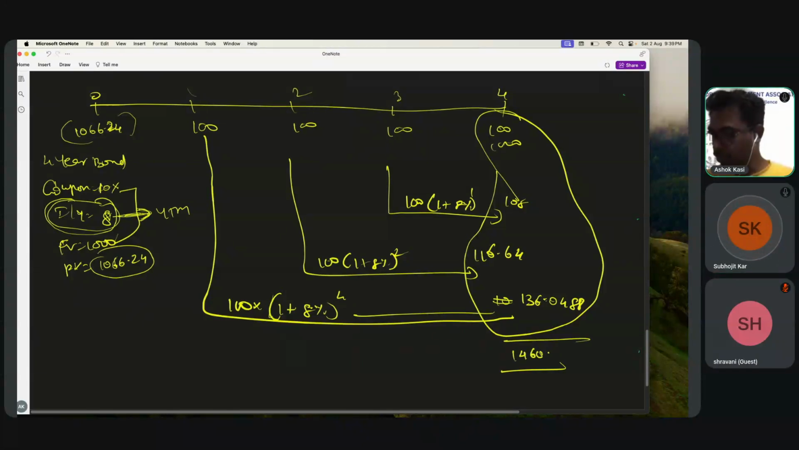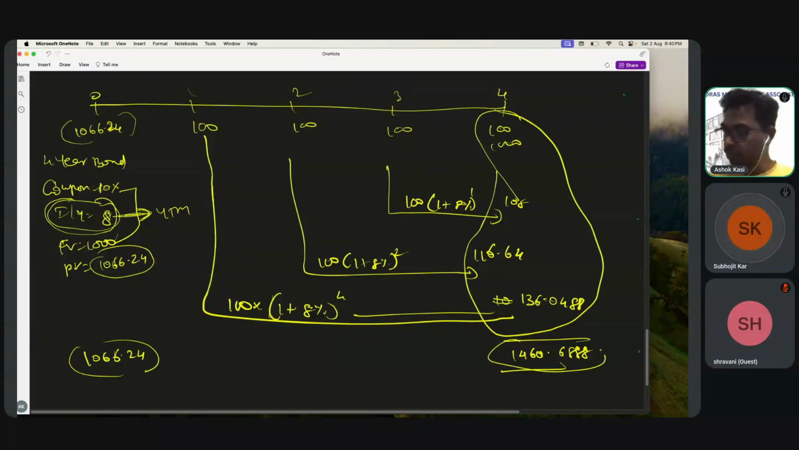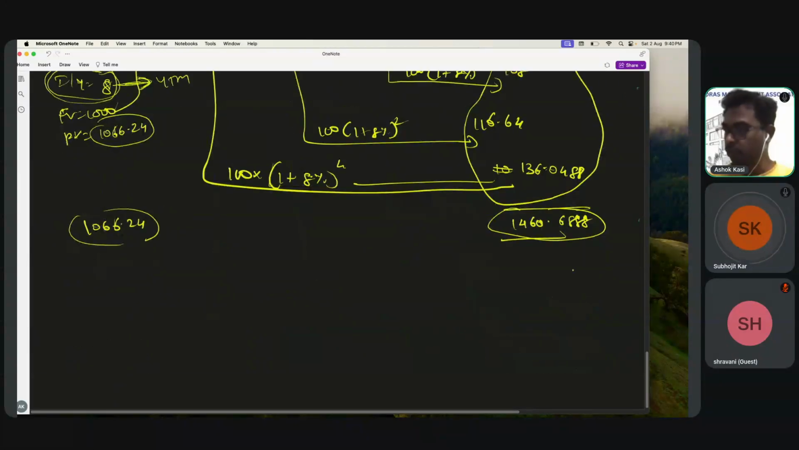This is 1,460.688. So that means I can say you invested 1066.24 and you reaped 1460.688. You want to calculate the CAGR, compounded annual growth rate. The formula is closing value divided by opening value, raised to 1 by 4.